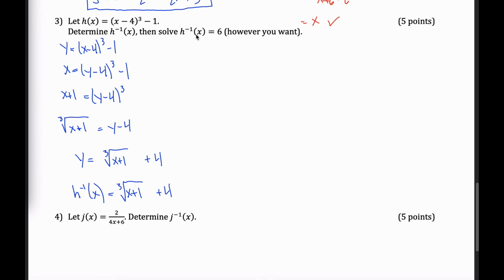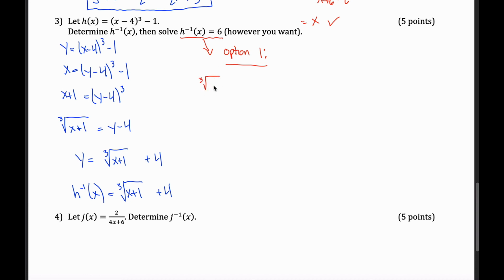I ask you to solve h inverse of x equals 6. So there's at least 2 options of how you can do this. I think what most people will think to do, which is why I added this "however you want," to try to give you a hint that there's multiple ways you can do this, and maybe there's an easier way than the obvious way. But I think what most people would think is, all right, I just figured out h inverse of x, it's this thing, and I want to figure out when that equals 6.